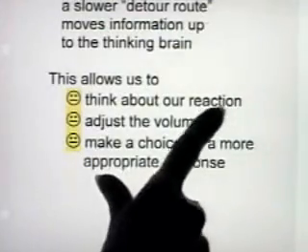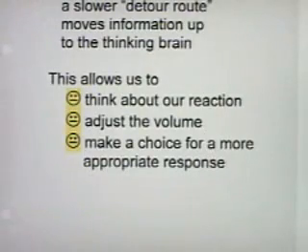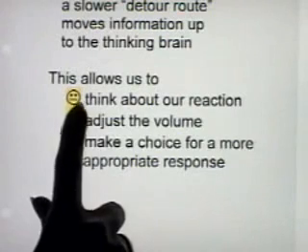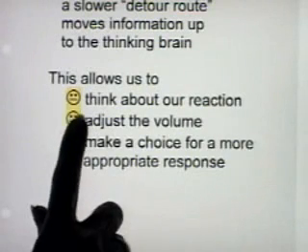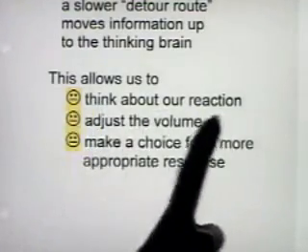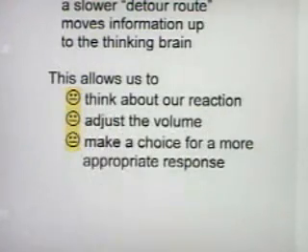We've already had the survival brain activated and we've moved into that stress response. But we can think about it now because we're up in the prefrontal lobes, and then we have a lot of power. If we can actually access these prefrontal lobes, then we have the power of choice. We can adjust the volume. We can decide to turn our reaction down.